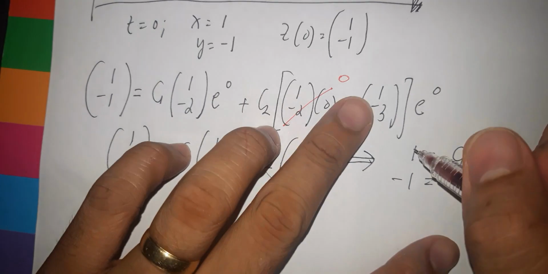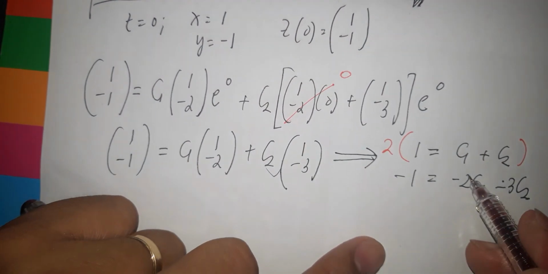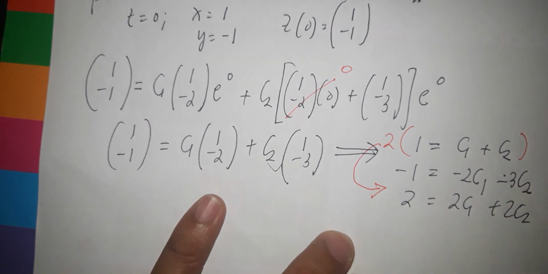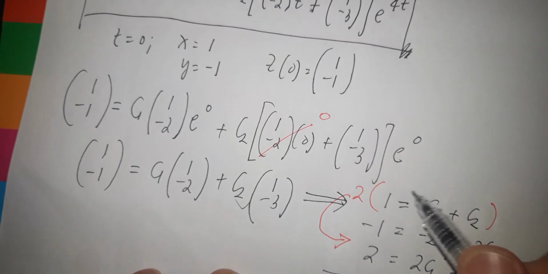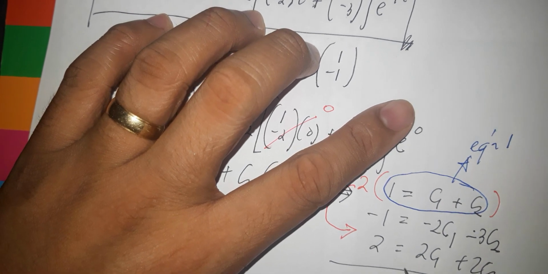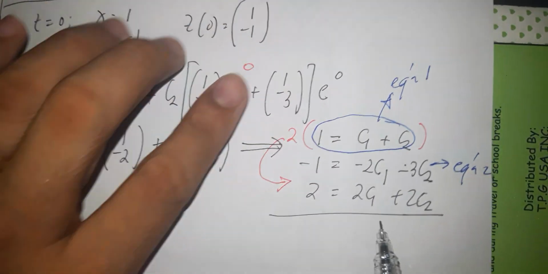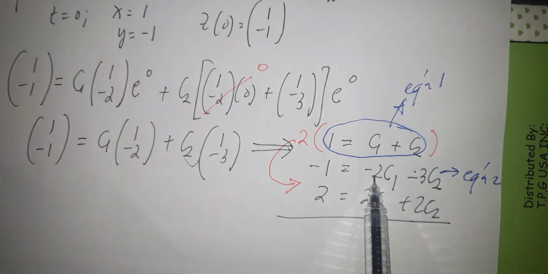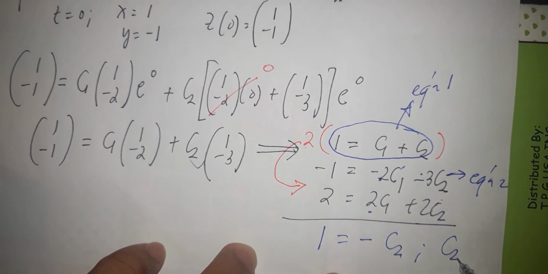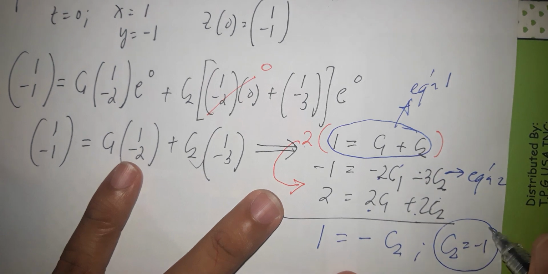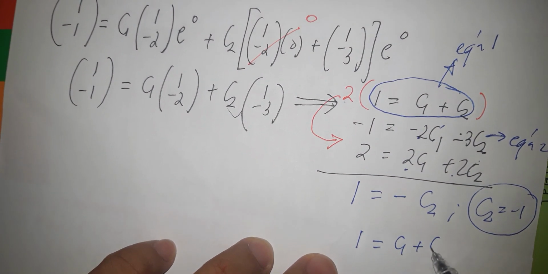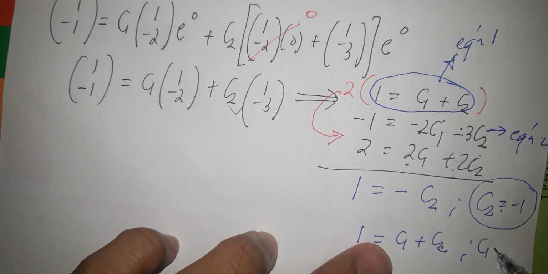So, to solve for C1 and C2, I need to multiply equation 1 by 2 to cancel out this C1. When we multiply, it becomes 2 is equal to 2C1 plus 2C2. So again, this is our equation 1, and this is equation 2. We multiply it by 2 to cancel out negative 2C1. So when we do that, it becomes 1 is equal to, this cancels out, this gives you negative C2, because negative 3 plus 2C2 is negative C2. Then C2 is negative 1. If C2 is negative 1, then from equation 1, 1 is equal to C1 plus C2. If negative 1 is transposed there, then C1 is 2.